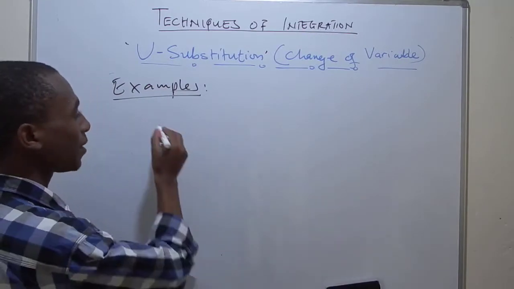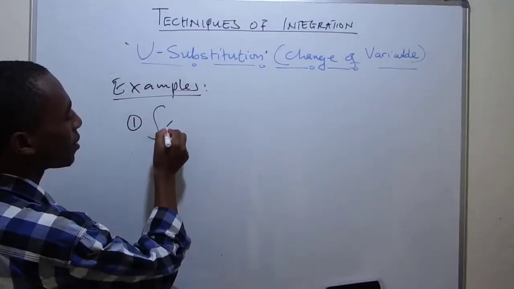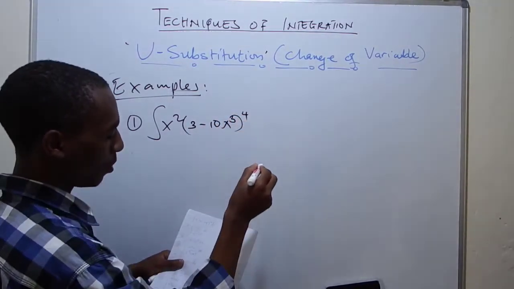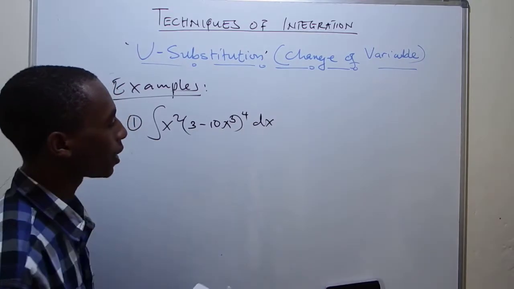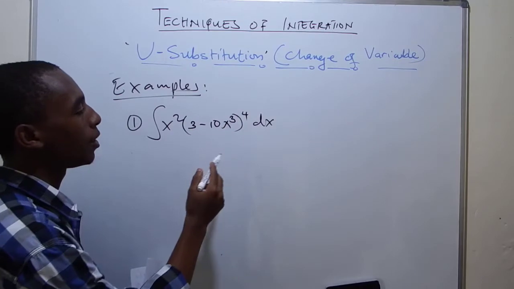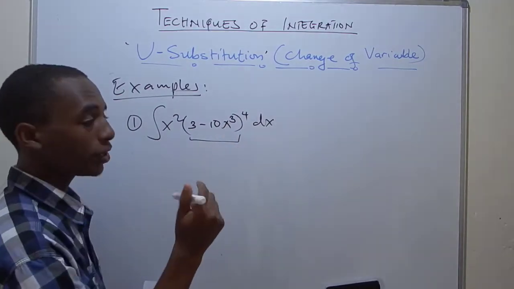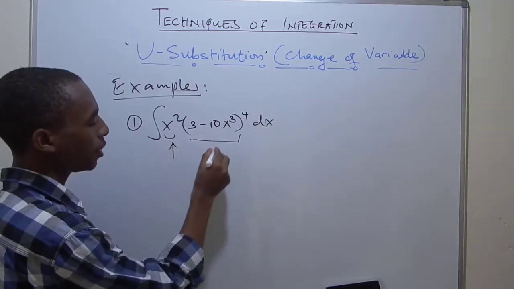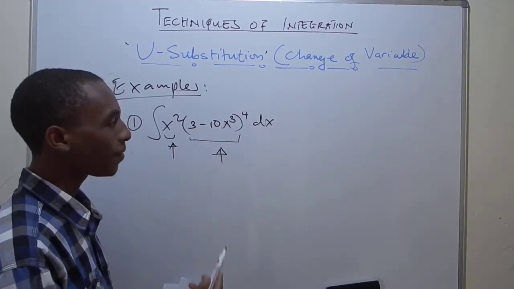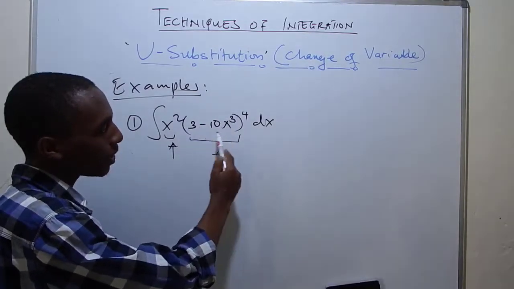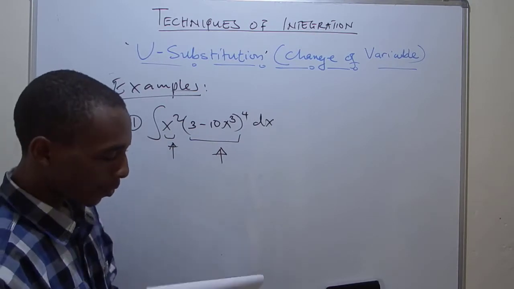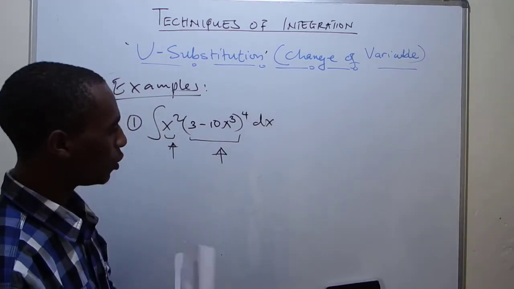Alright, so for our first example, we'll take the integral of x squared times 3 minus 10x cubed to the power 4 with respect to x. Alright, so look at this integral here. As you can see, we have two functions. First of all, we have this part here and this part here, but it turns out that the second function is actually a composite function, and the function inside here, you can see 3 minus 10x cubed then to the power 4.